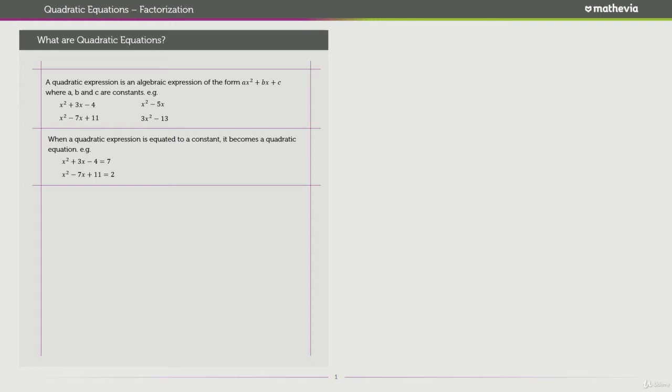Now, solving quadratic equations. If you're looking to solve x squared plus 3x minus 4 equals 7, the first thing you want to do is make sure the equation is equated to 0. So you need to move that 7 over to the left and make it x squared plus 3x minus 11 equals 0. Now this is a solvable quadratic equation. Similarly, if you have x squared minus 7x plus 11 equals 2, you move that 2 over to the left and have x squared minus 7x plus 9 equals 0. This is a solvable quadratic equation.